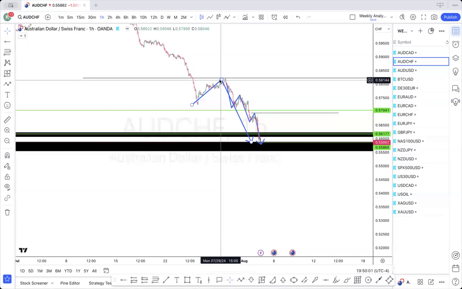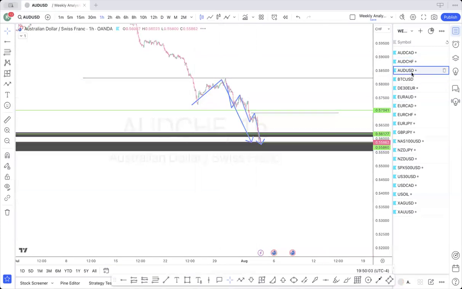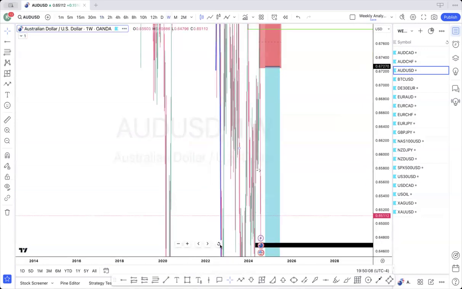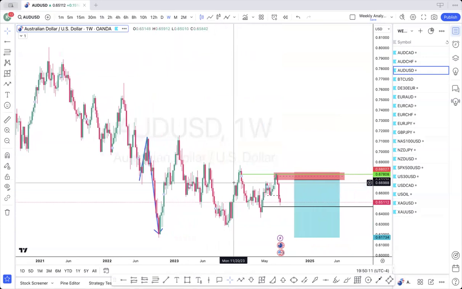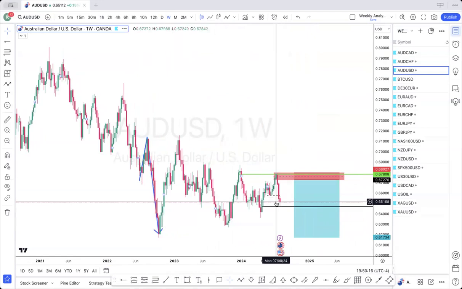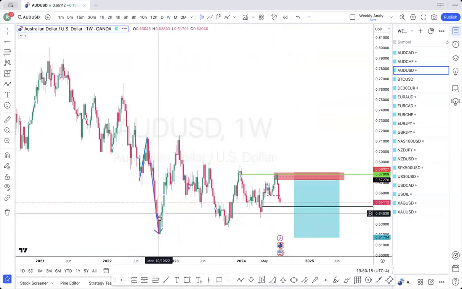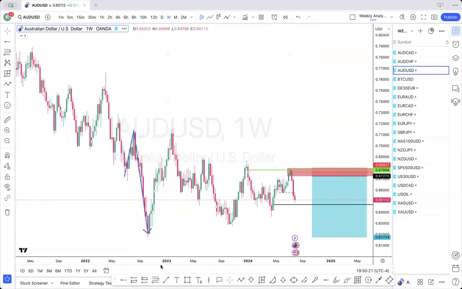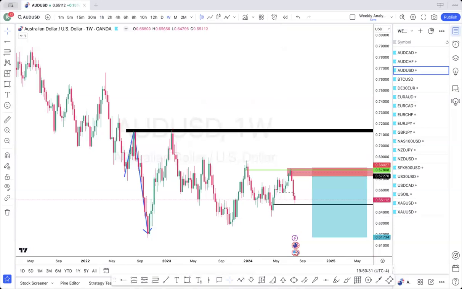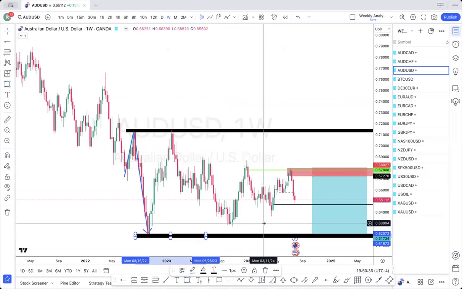But this is the last higher time frame swing. All right. AUD USD. Let's look at the weekly. For some reason, I got this marked up already. Okay. So this was the last higher time frame swing. This was the last weekly swing. Price ranges between this high and this low. Okay. All right.